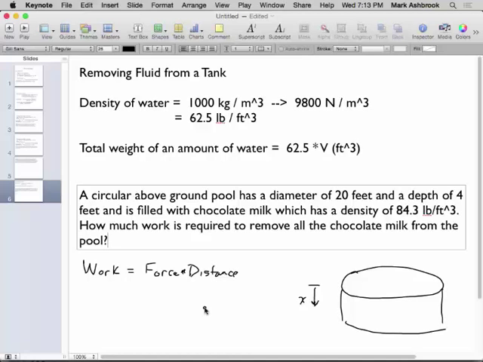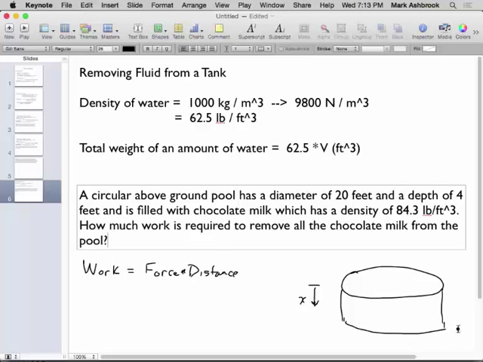The distance, right? Like vertically, right? So taking the milk out from the bottom of the pool is going to take more work than the milk near the top, because we have to move it a further distance. Okay? So therefore, what is a little bit of work going to look like? What's changing here is distance from the top.